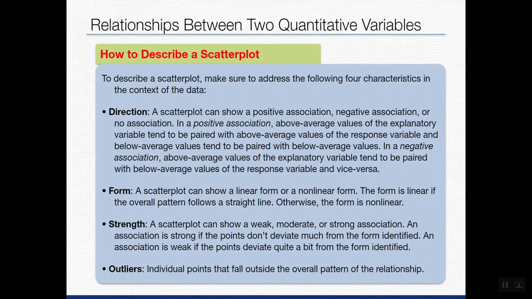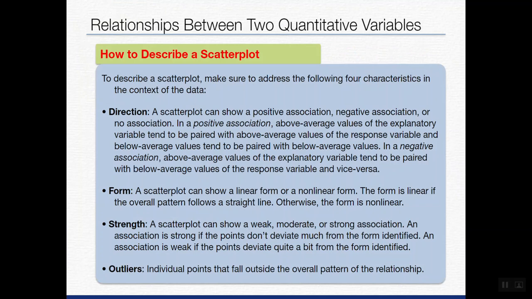In general, when we talked about scatter plots, we had four things that we discussed. The direction of the association, whether it was positive or negative. That had to do with the slope. The form of the scatter plot, whether it was linear, nonlinear. You can get more detailed and talk about exponential, quadratic, other types of functions. Whether it was a strong, moderate, or weak association. That had to do with how close the points were to the identified form.